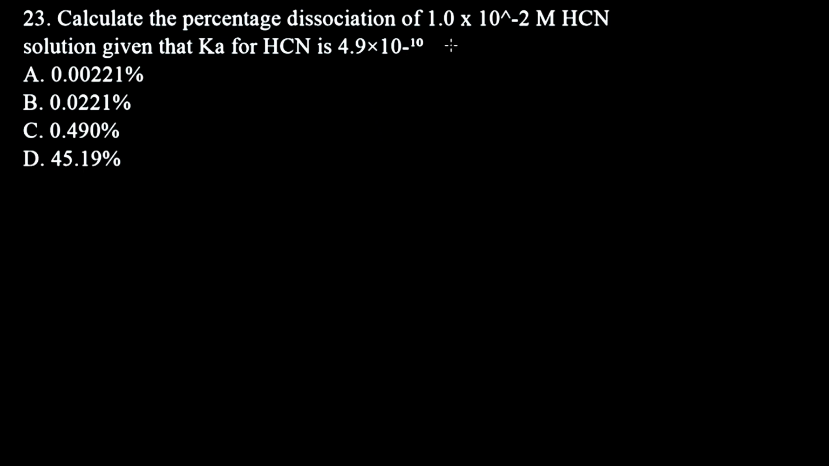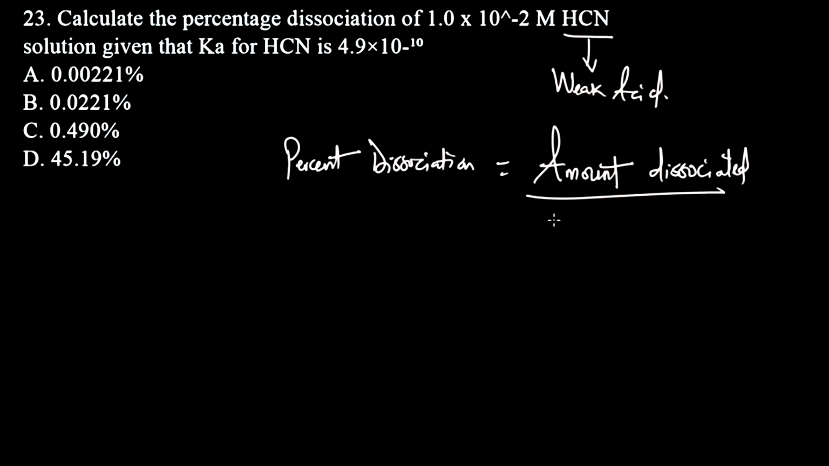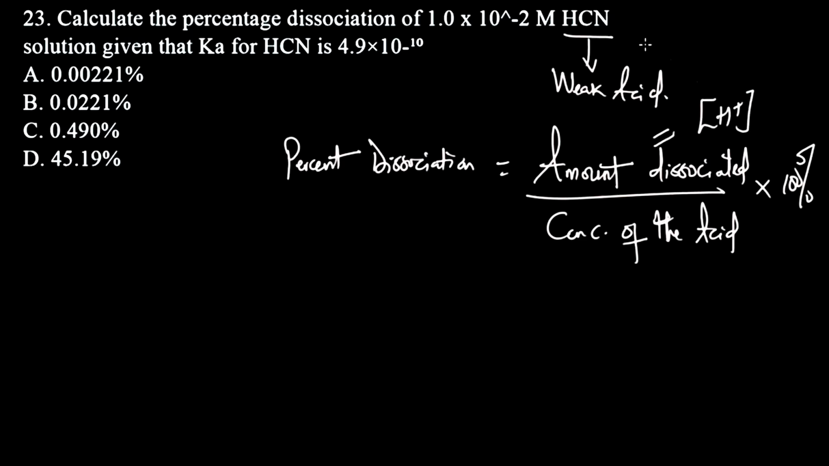Alright, so let's look at this question. Calculate the percentage dissociation of this weak acid. So HCN is a weak acid, right? Given that the Ka is this, the formula for calculating percentage dissociation equals the amount dissociated over the concentration of the acid, times 100%. So the amount dissociated is the same thing as the hydrogen ion concentration.